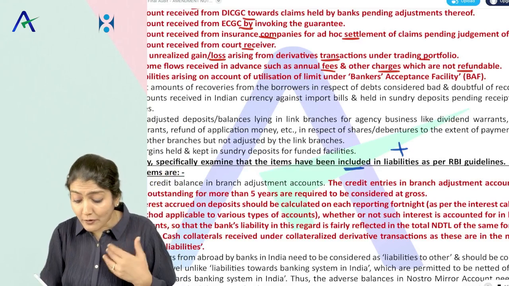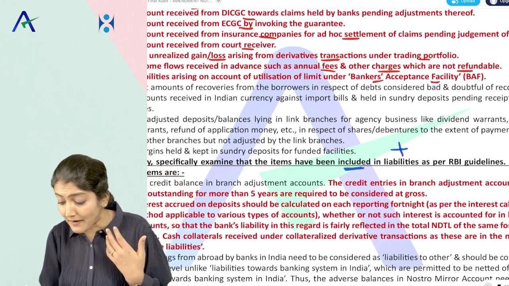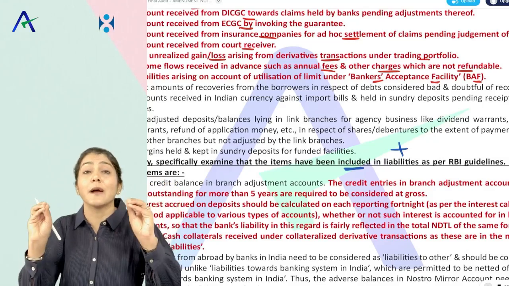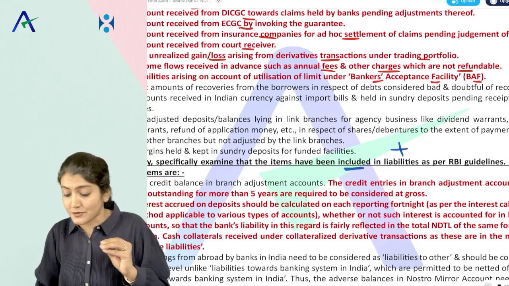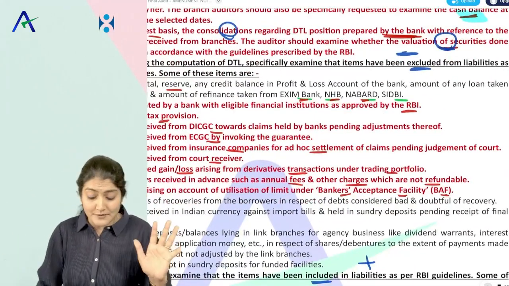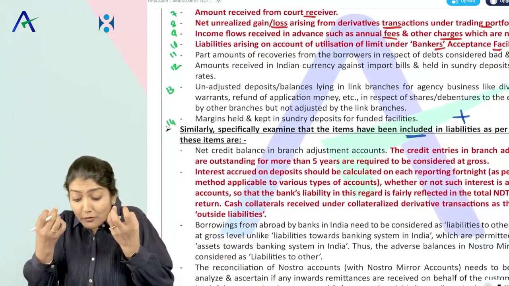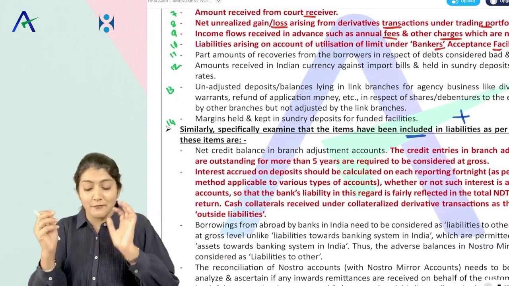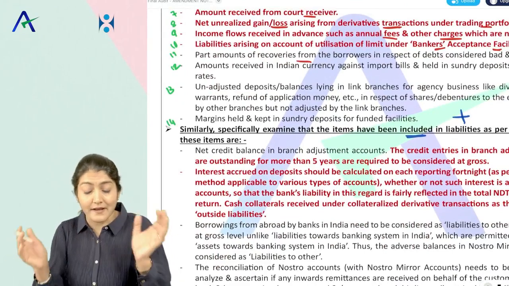Liabilities arising on account of utilization of limit under the banker's acceptance facility: again, it is not to be included in the computation of DTL. It is to be excluded. Then part amount of recovery from the borrower. So this is also incoming, right? Recovery from the borrower. So again, it is to be excluded.